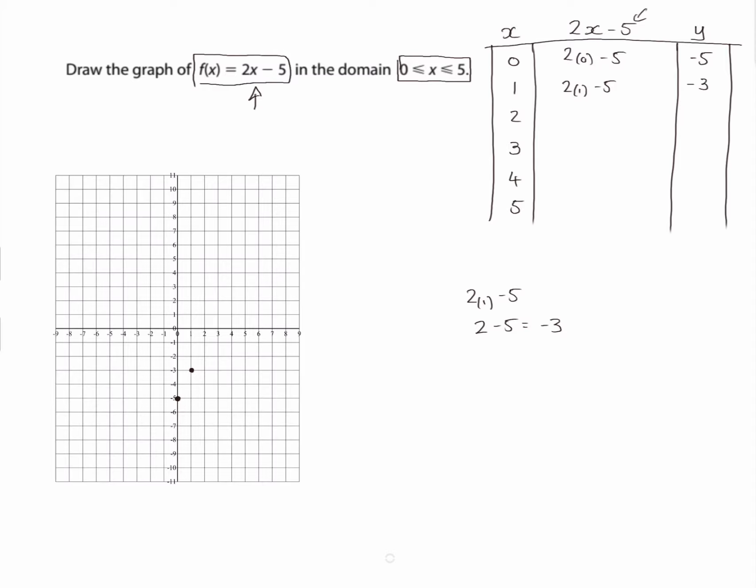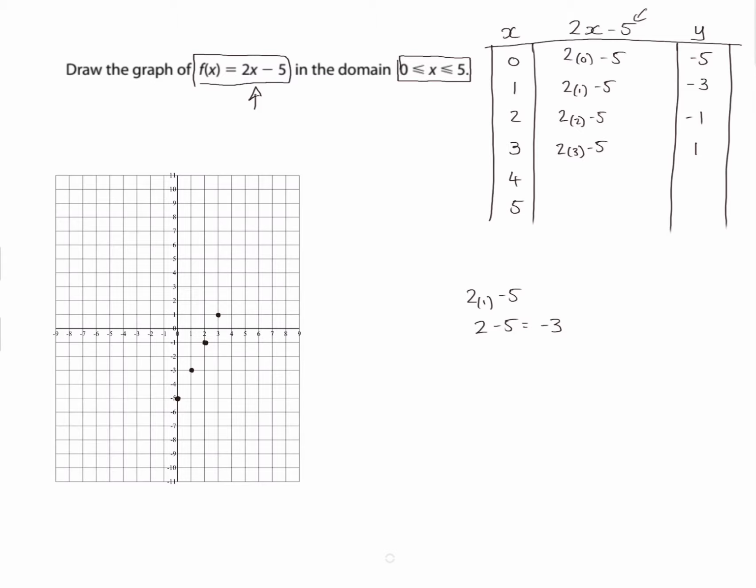And now we put in 2 for x, so 2 times 2 minus 5. 2 times 2 is 4. 4 minus 5 is minus 1. So we have 2 and minus 1. So go out to 2 and down to minus 1. All right, next one. 3. 2 times 3 minus 5. 2 times 3 is 6. 6 minus 5 is 1. So 3 and 1. So we go out to 3 and we go up to 1.